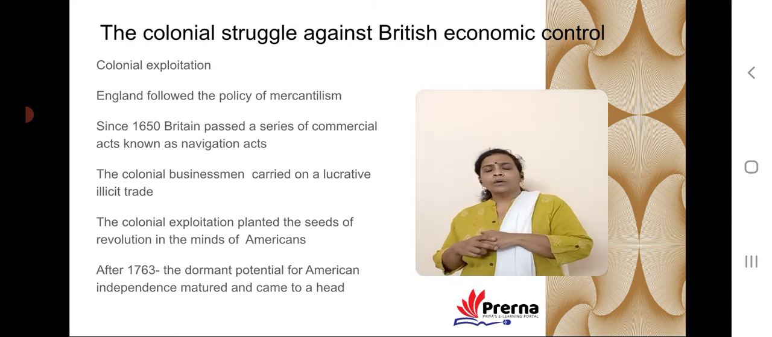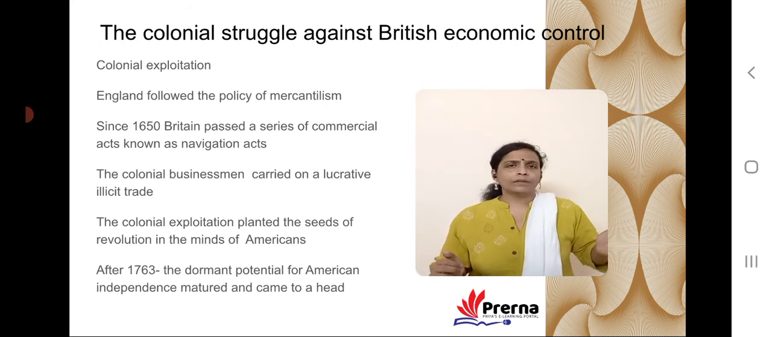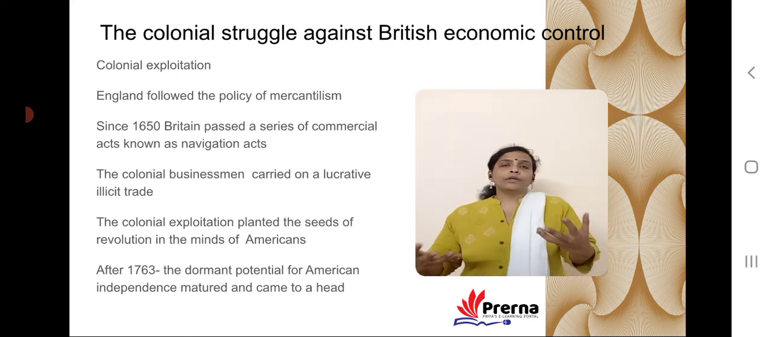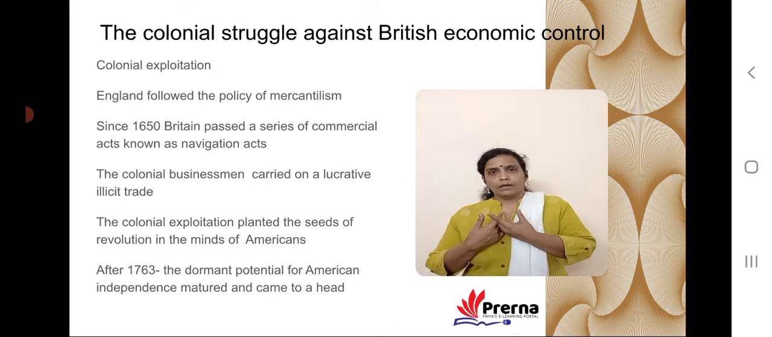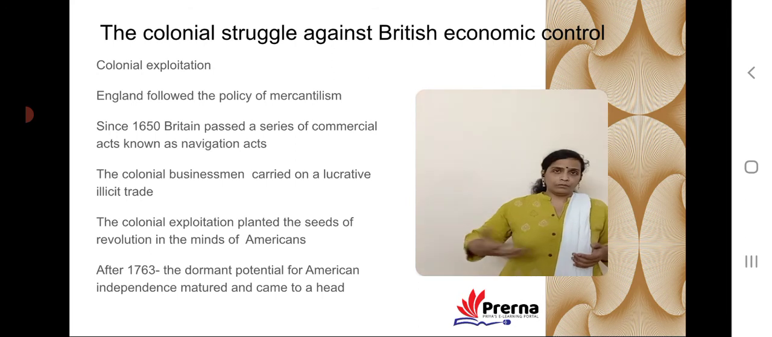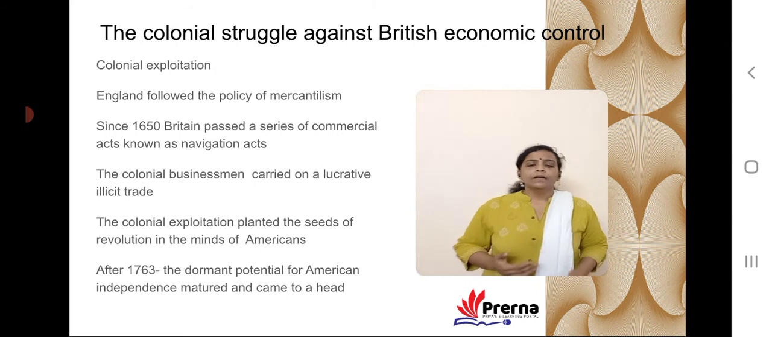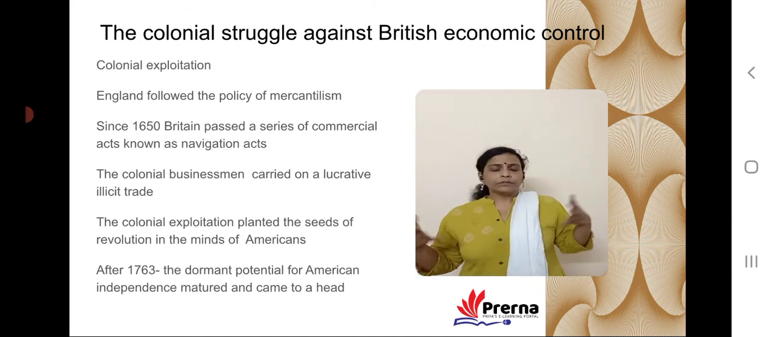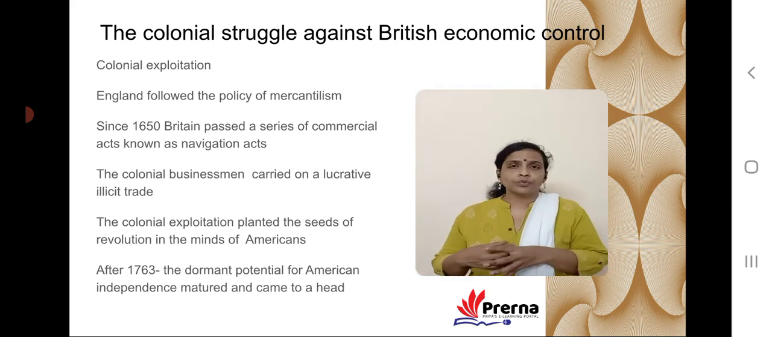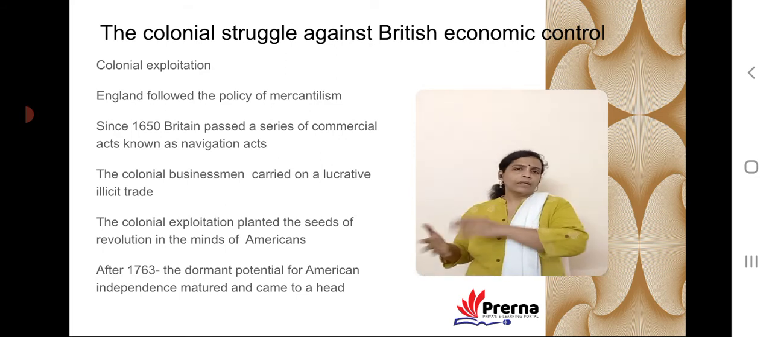And you can see how a lot of commercial acts were also passed. And you can see that has been there from 1650 onwards. A lot of commercial acts which later came to be known as the Navigation Acts. Again, these you have to know were acts meant to develop or improve the condition of Britain as such, not the colonies. So the British businessmen enjoyed a lucrative trade which was illicit too. They enjoyed a lot of privileges because it was their government that was in power, and the local people, the local traders, suffered.